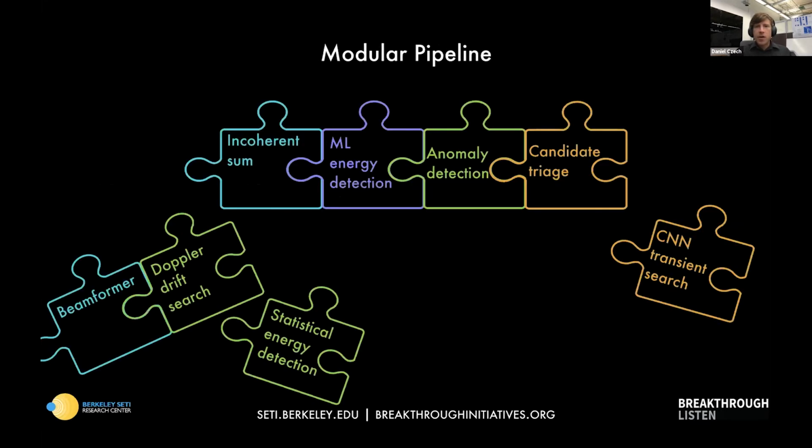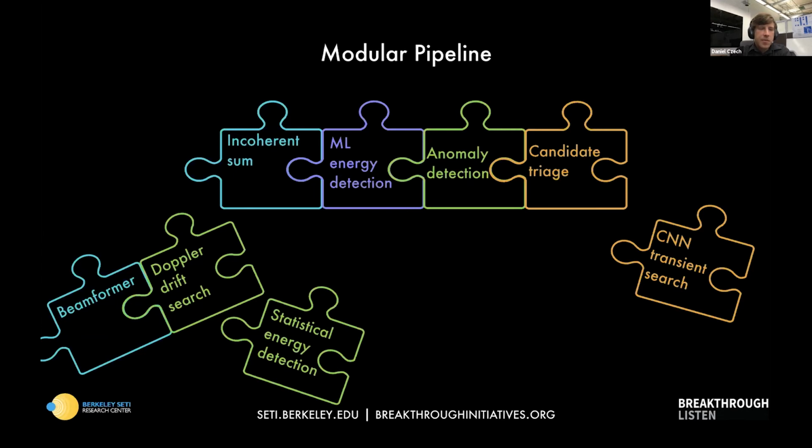A little bit more on the modular pipeline. So the idea behind this is that we'll be able to rapidly try out different methods of SETI signal detection throughout the whole processing chain. Since we're not saving all the raw data, this is particularly important because we might want to try out different methods and compare them quickly. And so we'll have a variety of different options.